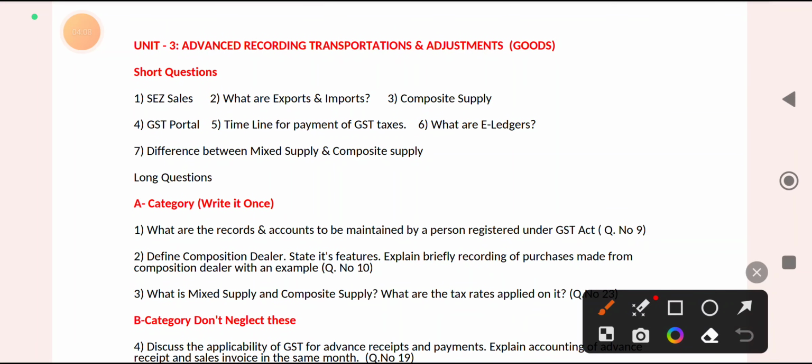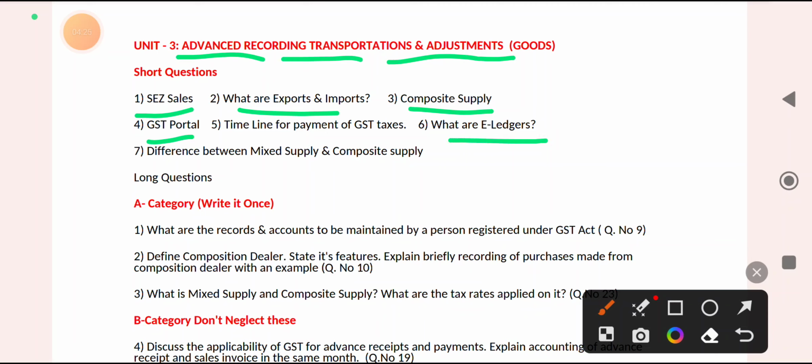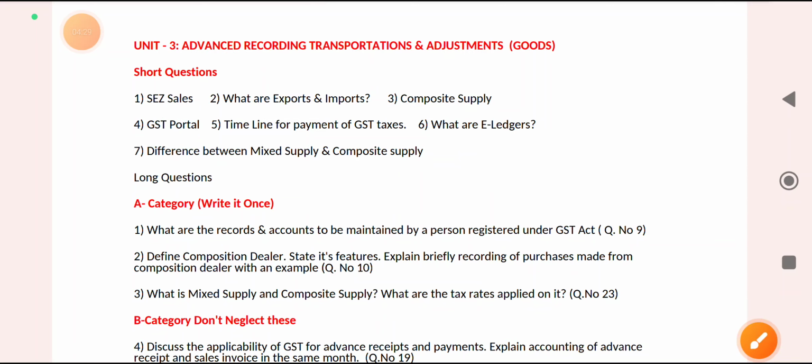Next, advanced transactions relating to GST adjustments, unit 3. Says the sales, what is export, import, composite sale, GST portal. These are very important ones. So e-ledger, difference between mixed and composite supply, very important questions relating to short.